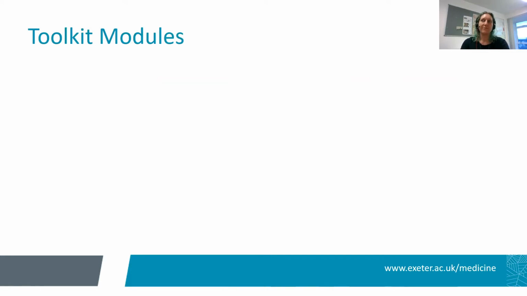So we've got 6 different modules in the toolkit. And like I said, when I was describing not throwing everything at every child, we're only going to use 2 modules with each child, depending on what the main problems they're having at the moment are. So this is where some of the individualization comes in.